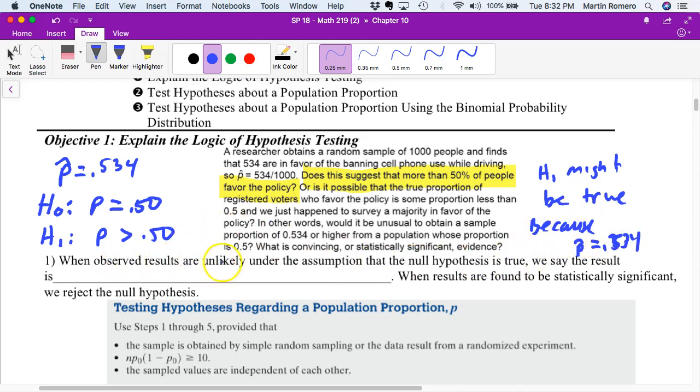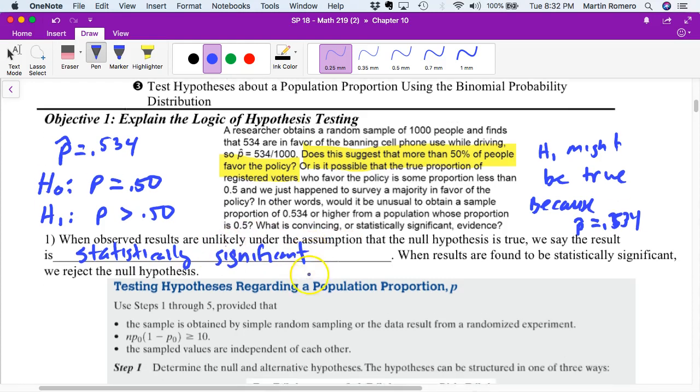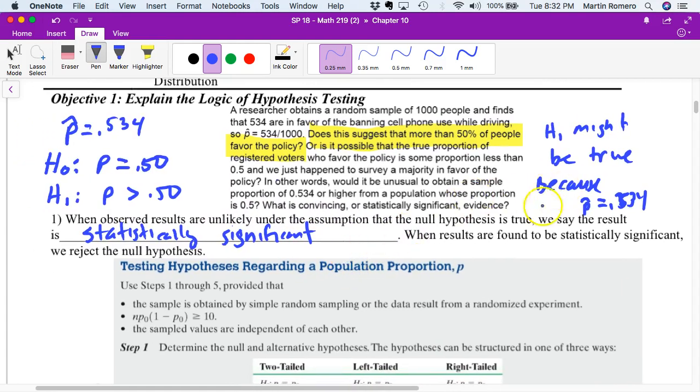When observed results are unlikely under the assumption that the null hypothesis is true, we say the result is, and we're going to use this word, statistically significant. And so we would use that word, that's S and that's a G, significant. When observed results are unlikely under the assumption of the null hypothesis, assuming the proportion is 50%, we say the result is statistically significant. When the results are found to be significant, we reject the null hypothesis.